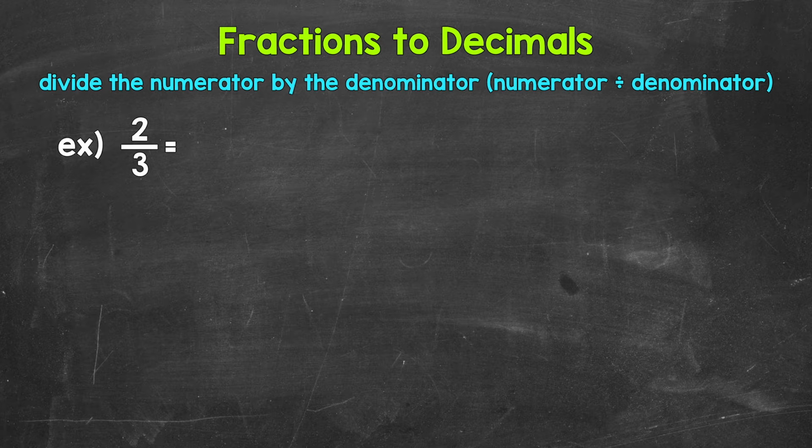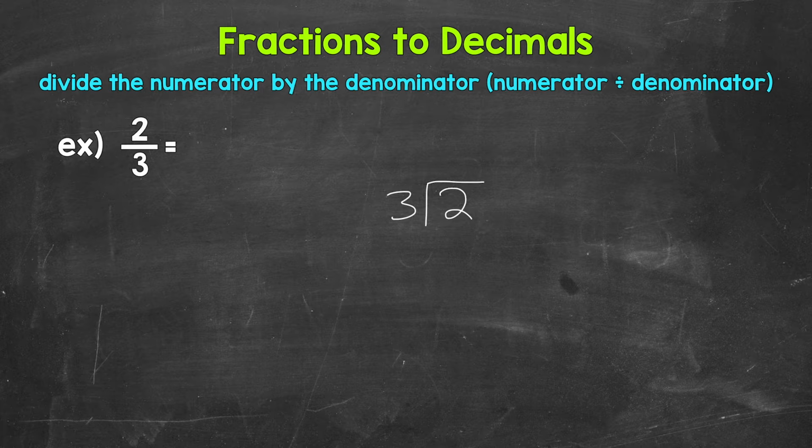In this video, I'm going to cover how to convert 2/3 to a decimal. Now, when we convert a fraction to a decimal, we can do this by dividing the numerator, the top number of the fraction, by the denominator, the bottom number of the fraction. So for 2/3, we can set this up as 2 divided by 3. Then we go through the division process.